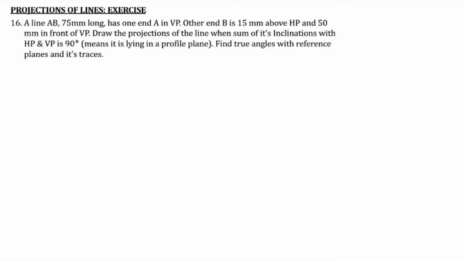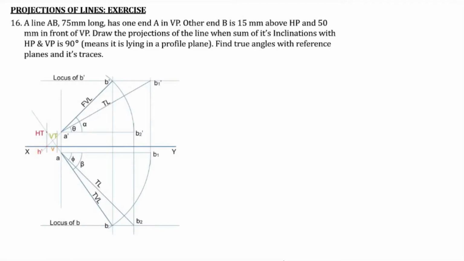Since theta plus phi is 90 degree, we know that it is lying in the profile plane. And when a line is lying in the profile plane, the side view, that is the view in the profile plane, will give you the true length as well as the true inclinations. So what we have to find out is the true angles with the reference planes and its traces.